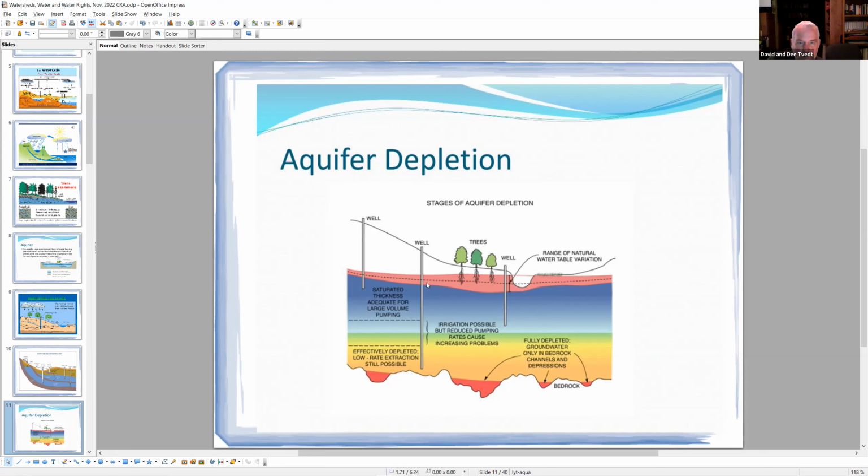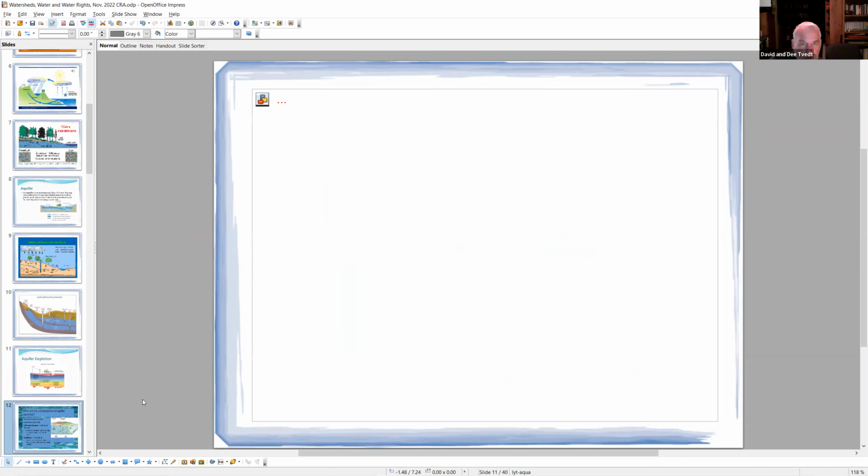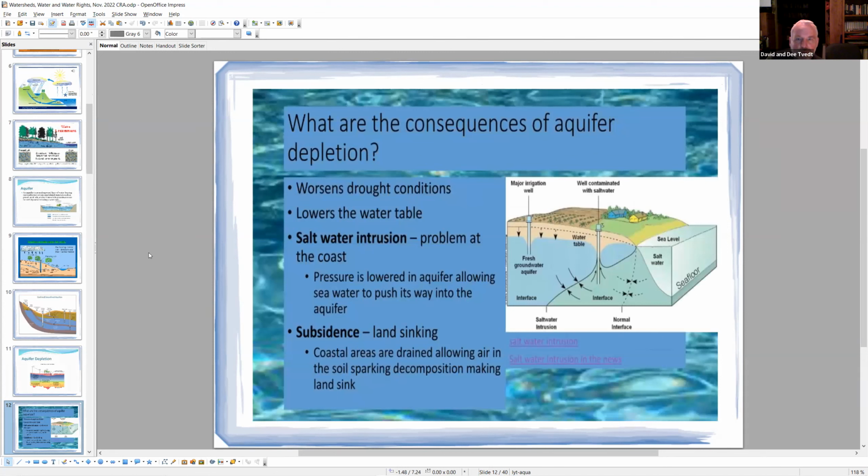And this diagram just shows the ways that it can get fully depleted. And when aquifers get depleted, it worsens drought conditions. It of course lowers the water table. And if you're near the ocean, you can get saltwater intrusion from that, which then harms the water supply. Even if you push back the saltwater intrusion, there's some contamination from that. Land can actually sink from aquifer depletion because that's filling space underneath the land.